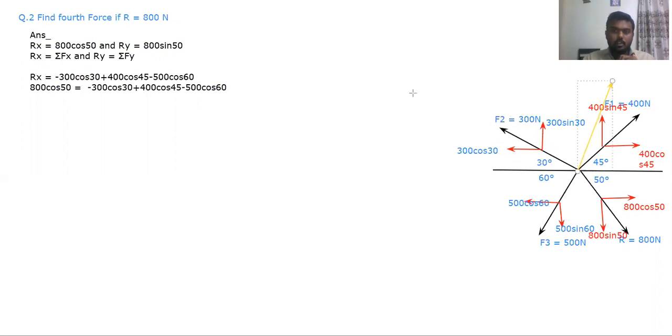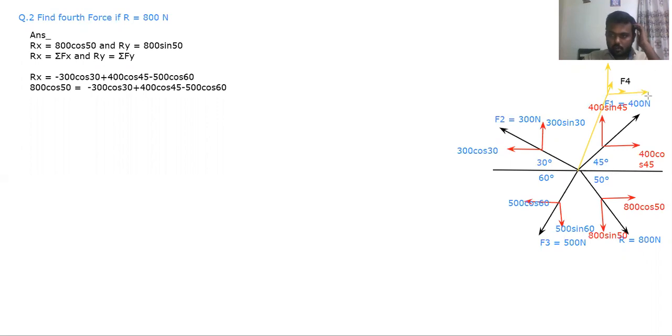Okay, which force is this? F4. Now I don't know the magnitude as well as the direction, but I have assumed that this force is acting in the first quadrant. So if I resolve this force into two components, one component will be vertical, one component will be horizontal, right?